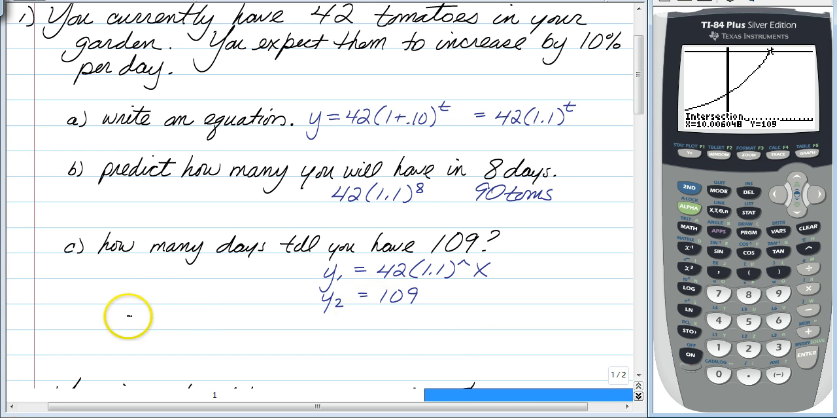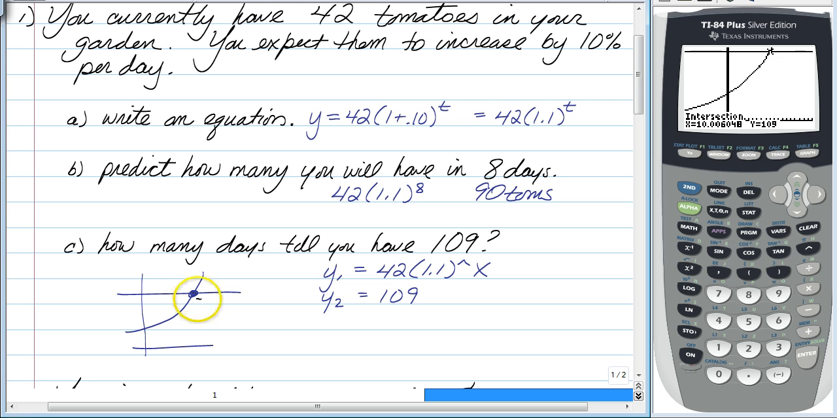So if I ask you to sketch the graph, all I need to see is something that looks like this: a little point right there, and you just say 10.006 comma 109, and your answer is 10 days. Alright, that's it. That's how you do exponential growth.